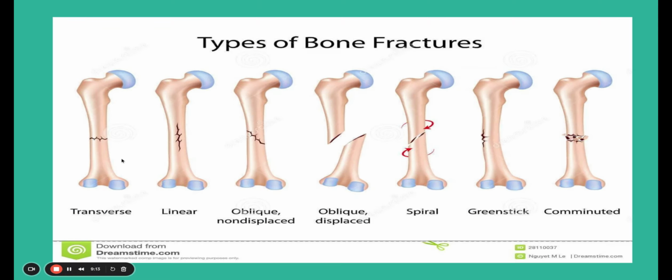Here are some different pictures of those. So that would be transverse, linear, that would be the oblique. I guess this would be oblique and comminuted. Spiral fracture, a greenstick fracture, and a comminuted.